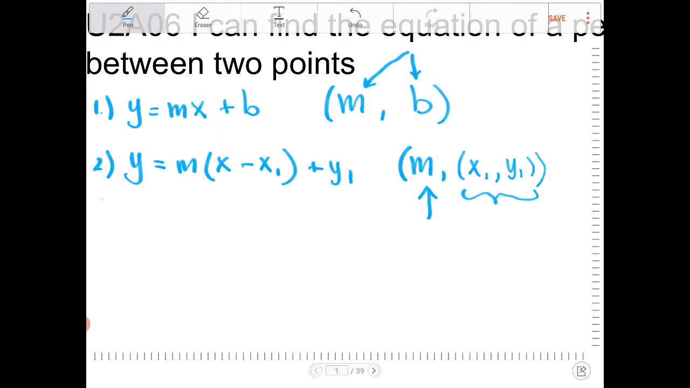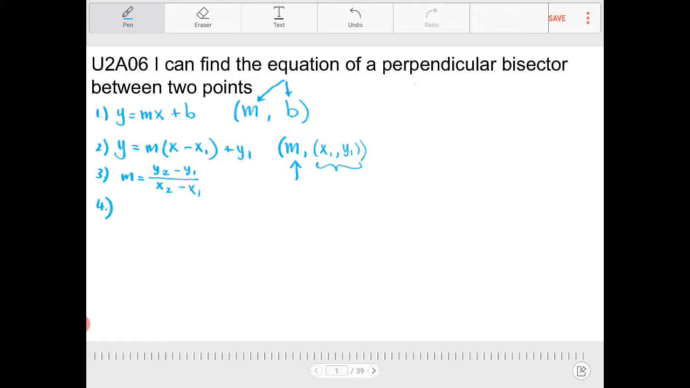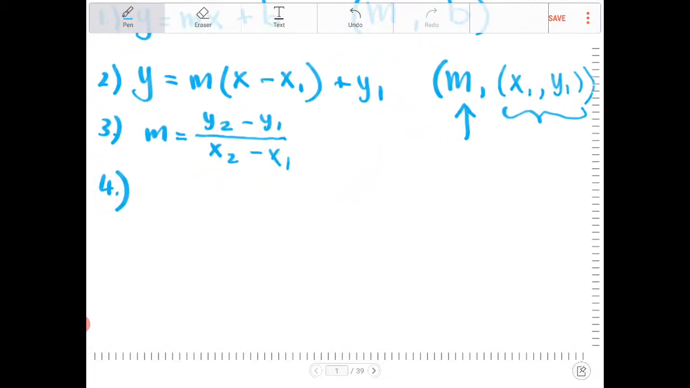Something else you need to know for this lesson is the equation for slope, which is given by this formula. You also need to recognize the midpoint, because the whole point of something being a perpendicular bisector means that we find the middle point, as well as a line that cuts through the given line at a right angle. So we need to know the equation for midpoint. The midpoint formula, as I've said in previous lessons, is simply the average of the x-coordinates and the average of the y-coordinates.